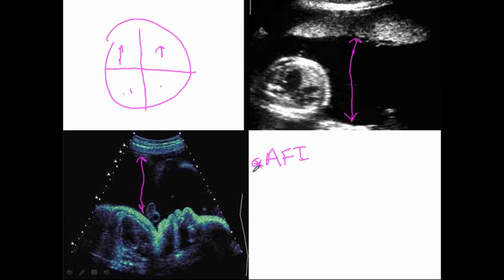Another measure is to see which is the deepest part in the 4 quadrants. We can find this and this in the same patient, but this is more wide or more deep. So we will take this, and this is called deepest vertical pool.